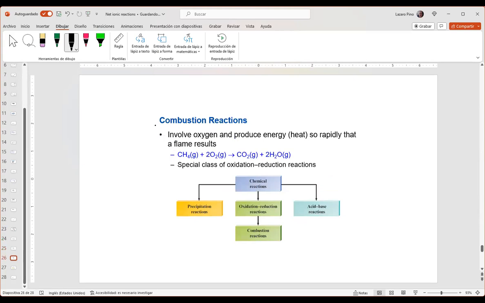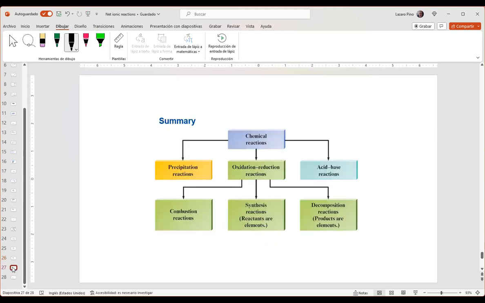The other one is the combustion reaction, where an organic compound combines with oxygen to produce carbon dioxide and water. I'm not going to speak so much about this because in the last lecture, I explained how to balance this type of equation, and I explained many things about combustion reactions.